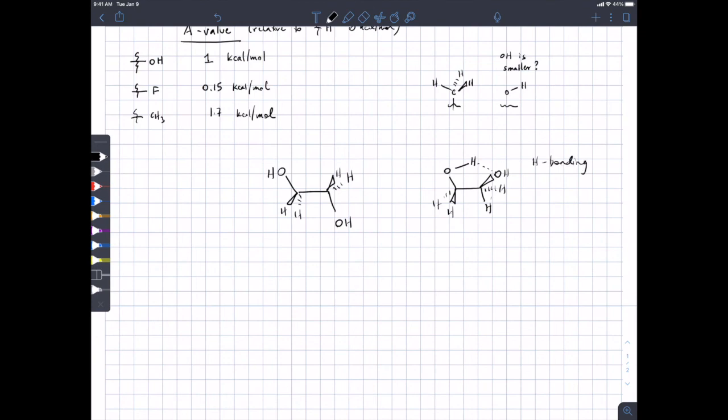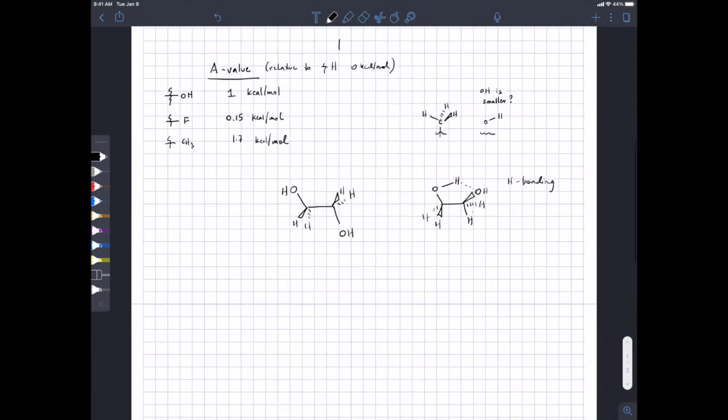So there are situations where gauche can be more stable. I don't see myself asking you about them again. That's a Chemistry 552 kind of question.